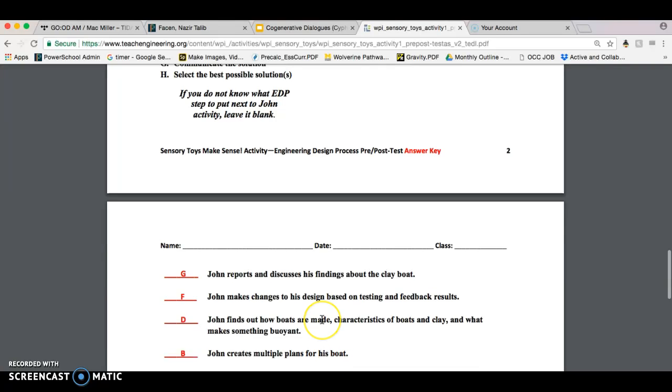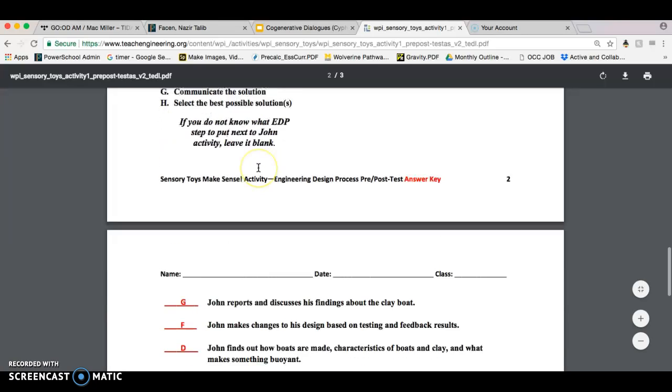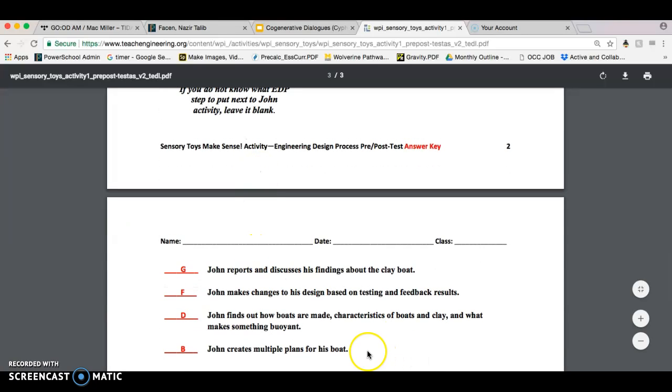And then the last one I'm going to give you, John creates multiple plans for his boat. And creates multiple plans for his boat, develop possible solutions. And S meaning that there's more than one. Okay? So those are the first four answers.